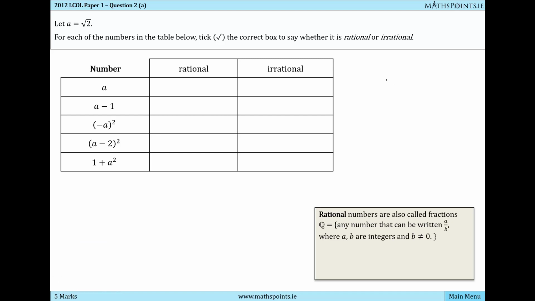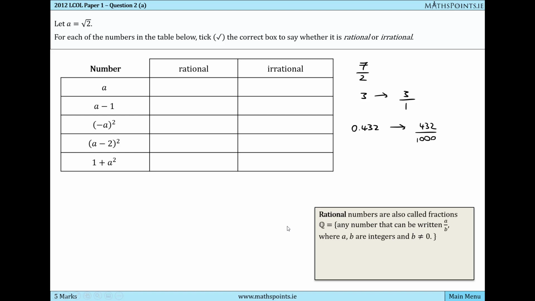To give a few examples before we start, a number like 7 over 2 is a rational number. It's a fraction, a over b, and 7 and 2 are both integers. A number like 3 is a rational number because 3 can be expressed as 3 over 1, which is a fraction, a over b, where a and b are both integers. A decimal such as 0.432 can be written as a fraction, 432 over 1,000, and so that's a rational number.